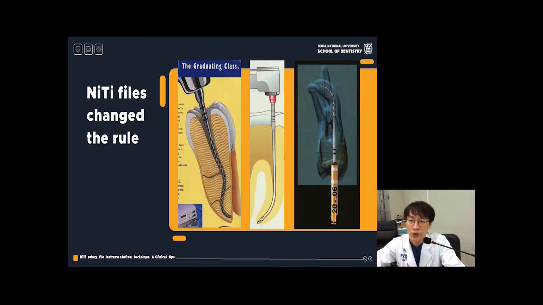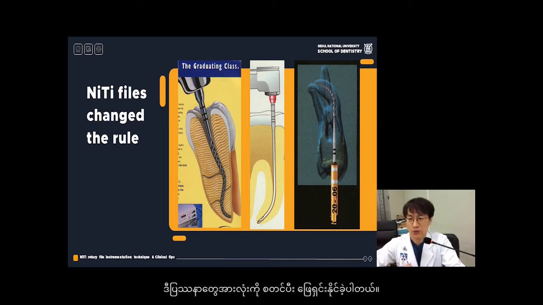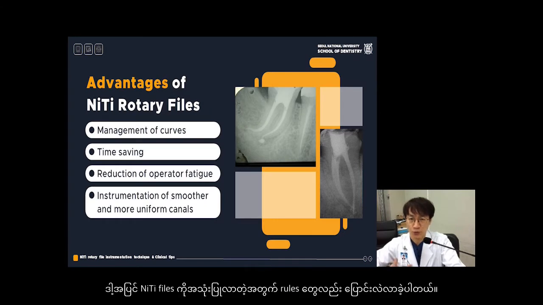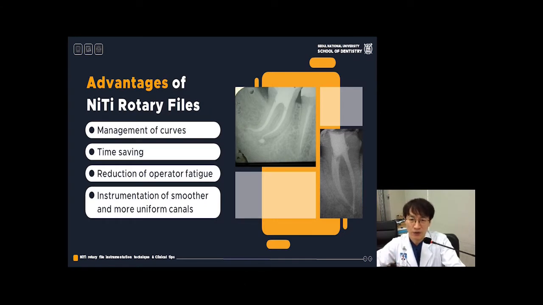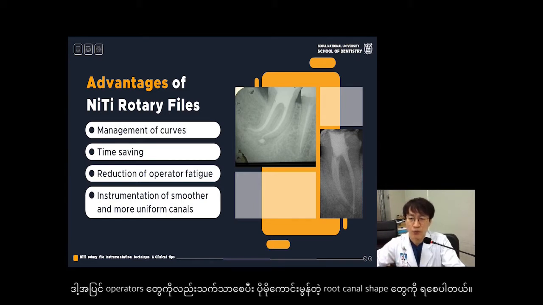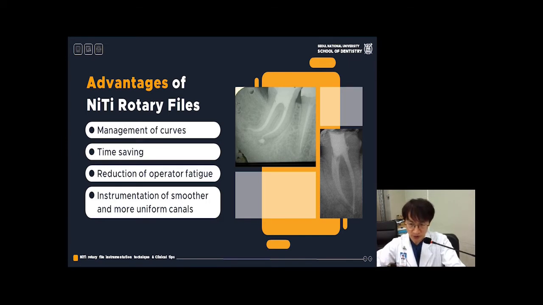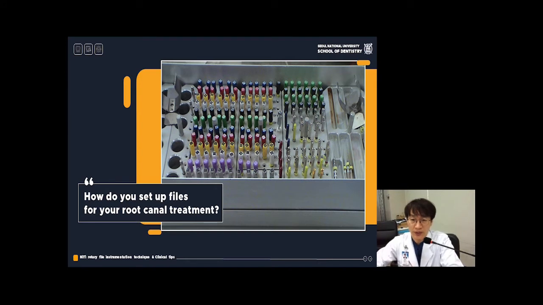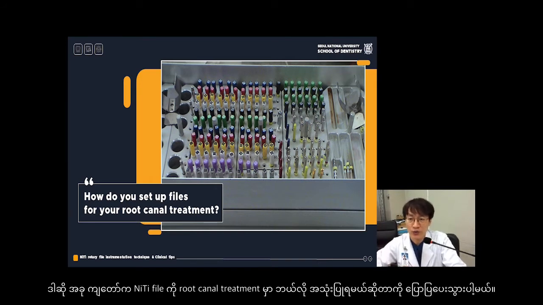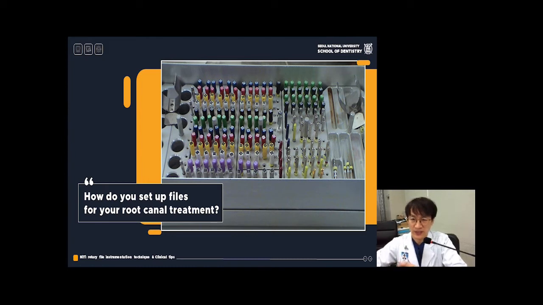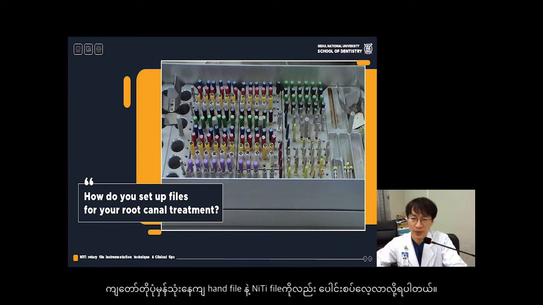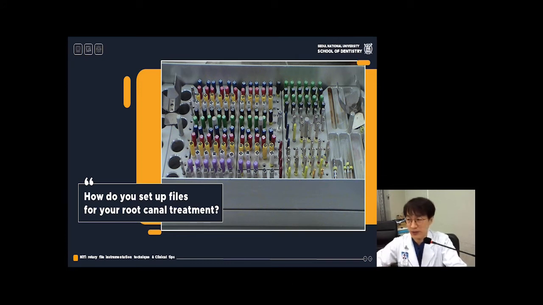After the NiTi file was introduced, all these problems started to be solved, and the rules changed with the use of this nickel titanium file that you already know. It makes you follow the curvature easily, you can save time, the operator's fatigue is reduced, and now you have a better shape of the root canal treatment. So I'm going to give you an idea of how you can set up your root canal treatment with this nickel titanium file. You probably combine your hand file with your nickel titanium file.